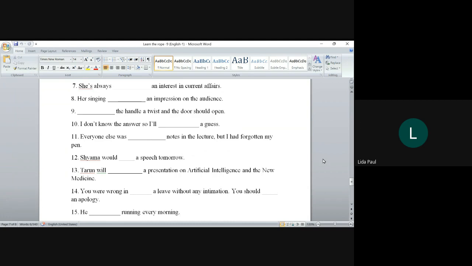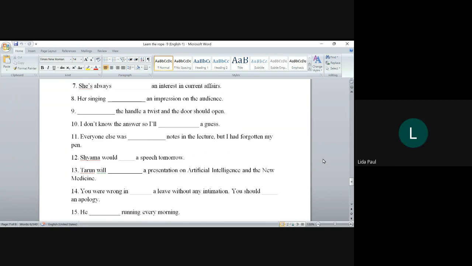Similar to the other expressions that we saw with make, right? Like I told you, with appointment, you always say make an appointment. You are not allowed to use any other delexicalized verbs here. Maybe other verbs are used, like in this case, you can say deliver a speech. That is okay. Other action verbs are okay, but among the set of delexicalized verbs that we have, the only choice is make, nothing else. Make a speech. That's what forms your expression. The 13th one. Tarun will dash a presentation on artificial intelligence and the new medicine.